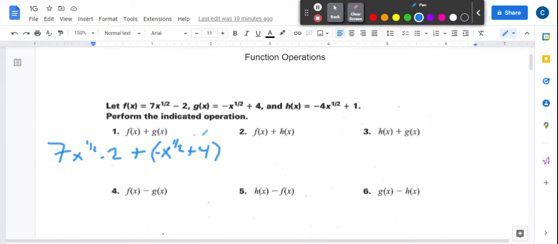So combining these like terms here, which is all we're doing, 7x to the 1 half plus negative x to the 1 half, which is really negative 1x to the 1 half. So that's going to give us 6x to the 1 half power. And we have negative 2 plus 4, which would be plus 2. So all we're doing is adding the functions, combining like terms. Really pretty simple. So you guys can go ahead and knock out 2, 3, 4, 5, and 6. The real meat and potatoes here is sort of the rest of this stuff here.